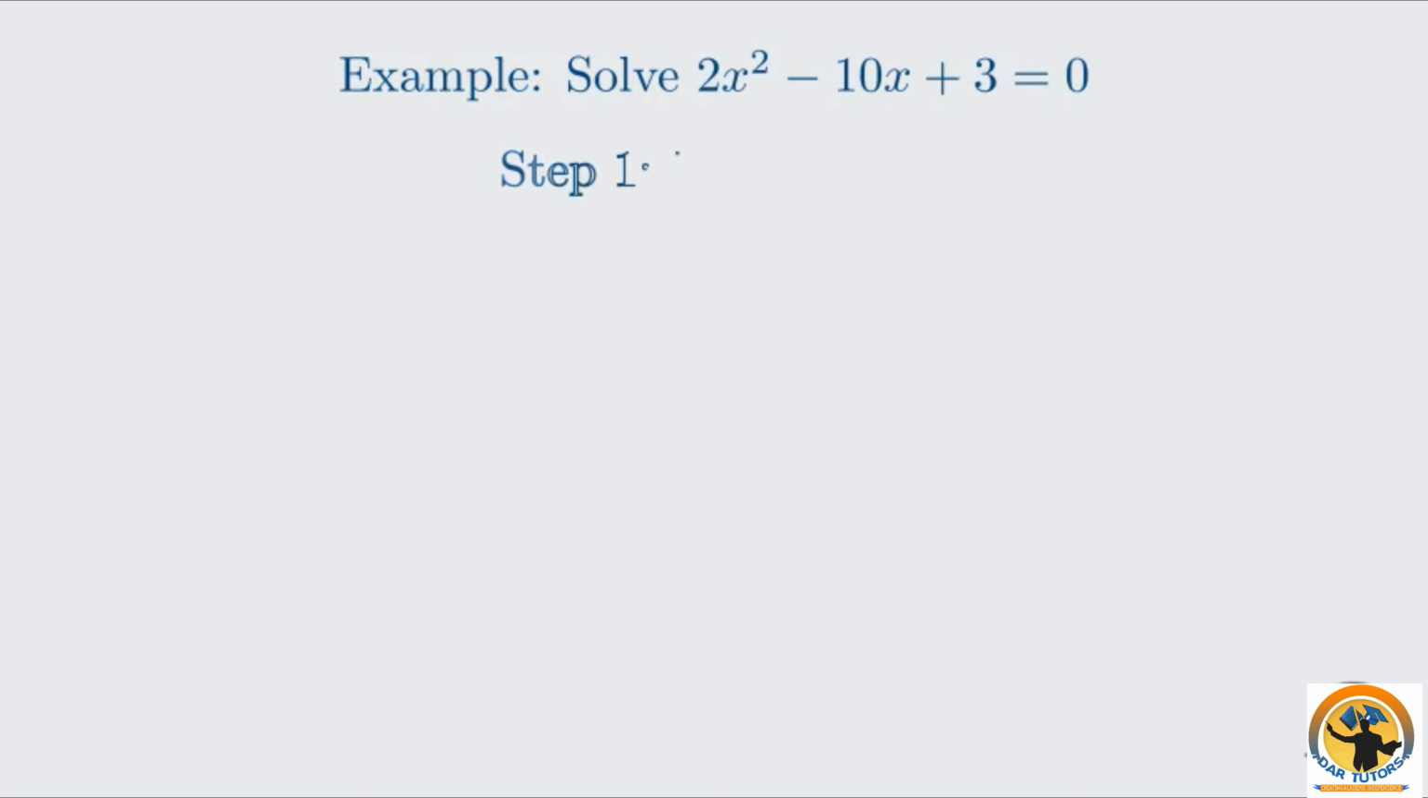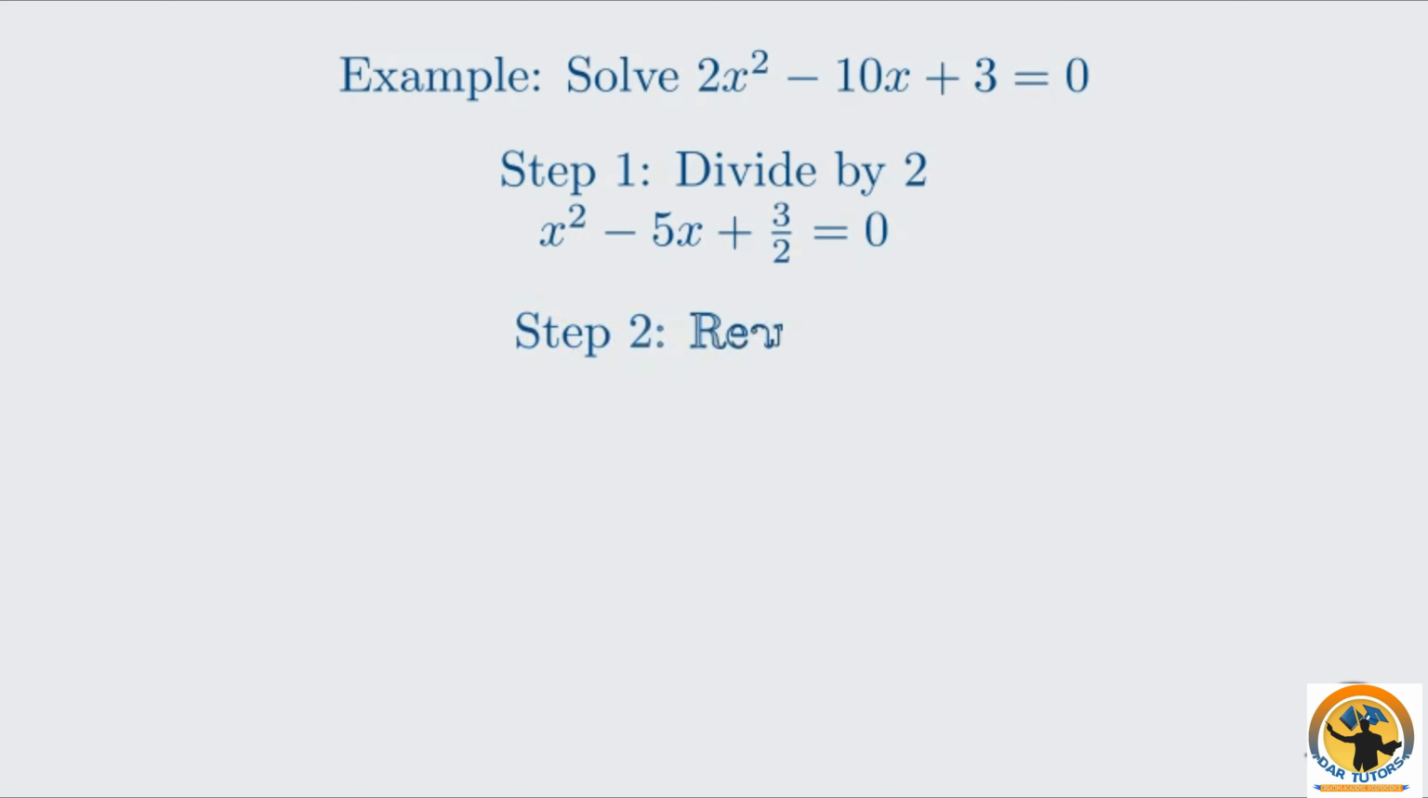Let's apply this method to solve 2x squared minus 10x plus 3 equals 0. Step 1. The coefficient of x squared is 2, not 1. So we divide the entire equation by 2, giving us x squared minus 5x plus 3 halves equals 0. Step 2. Move the constant to the right side. Subtracting 3 halves from both sides gives x squared minus 5x equals negative 3 halves.